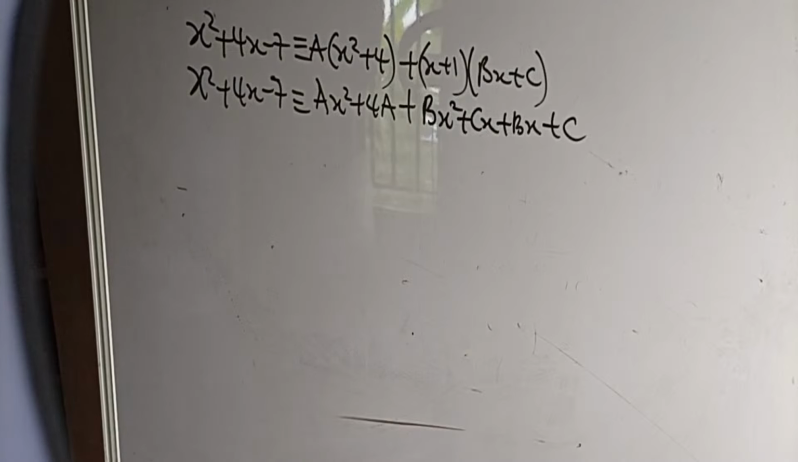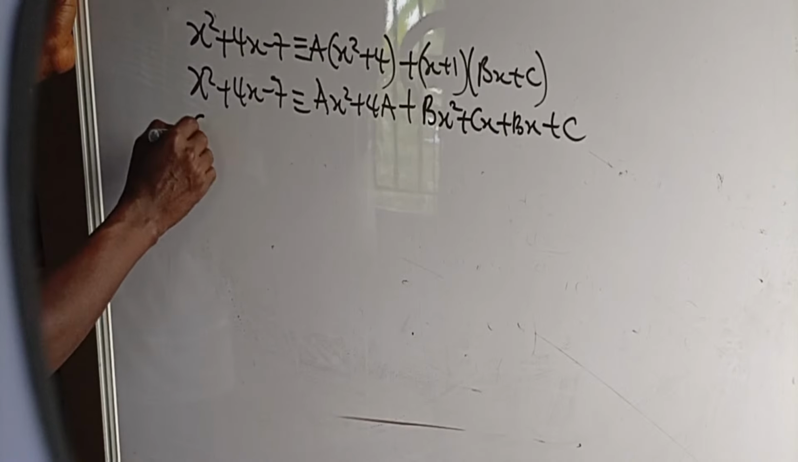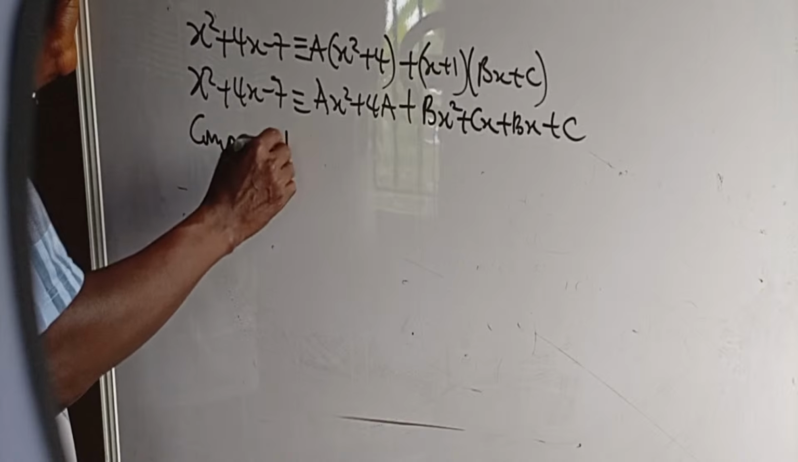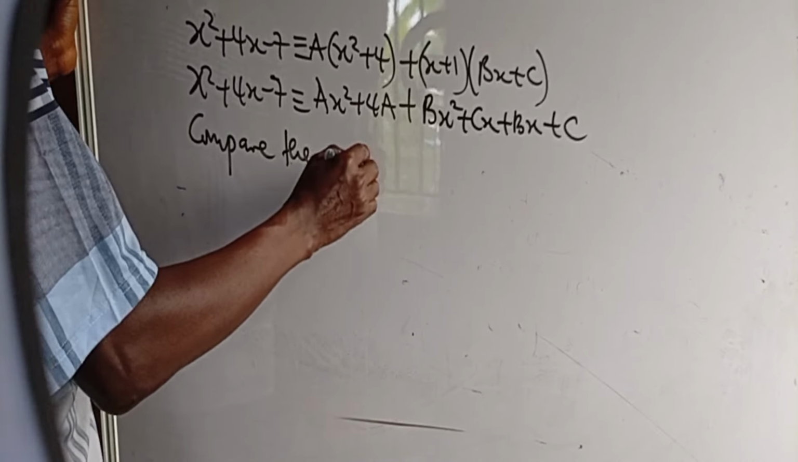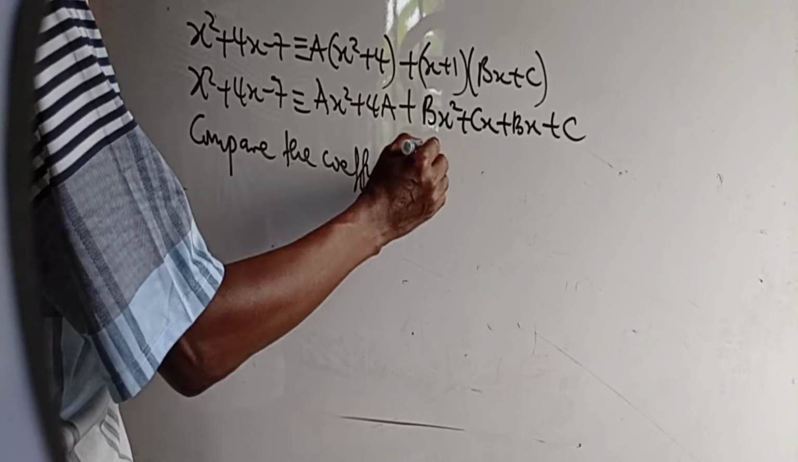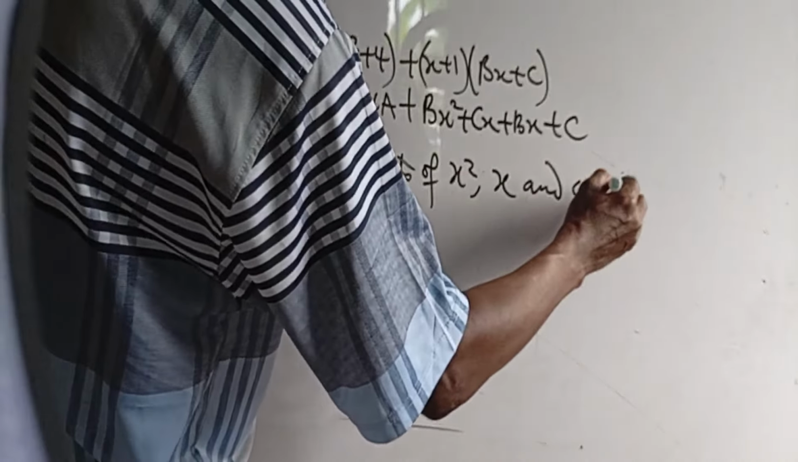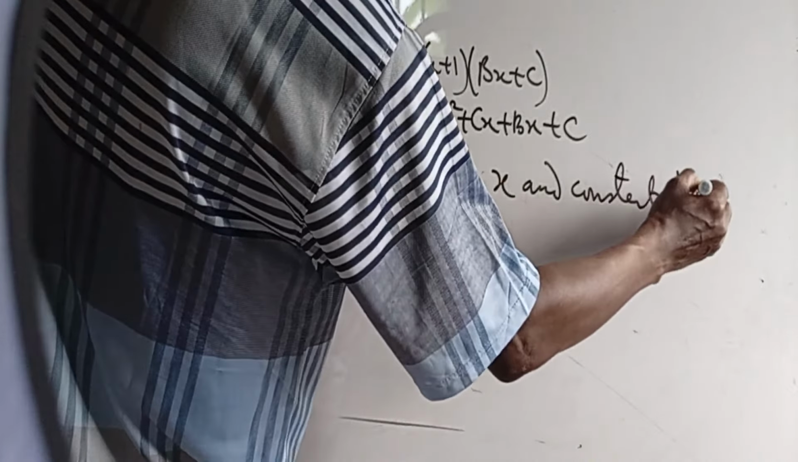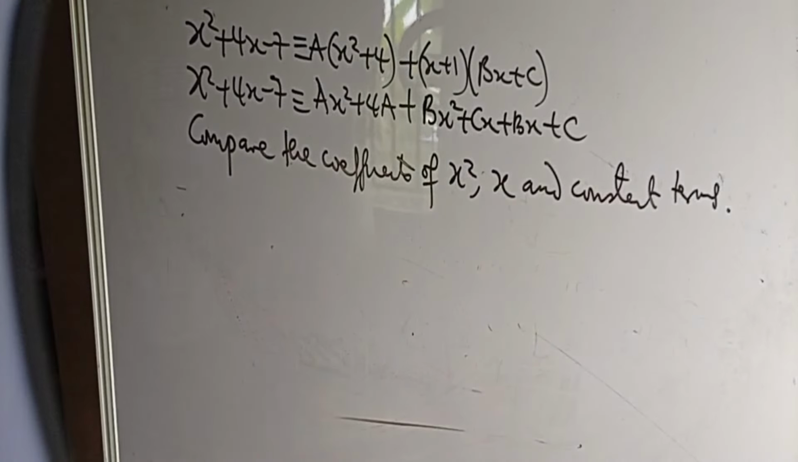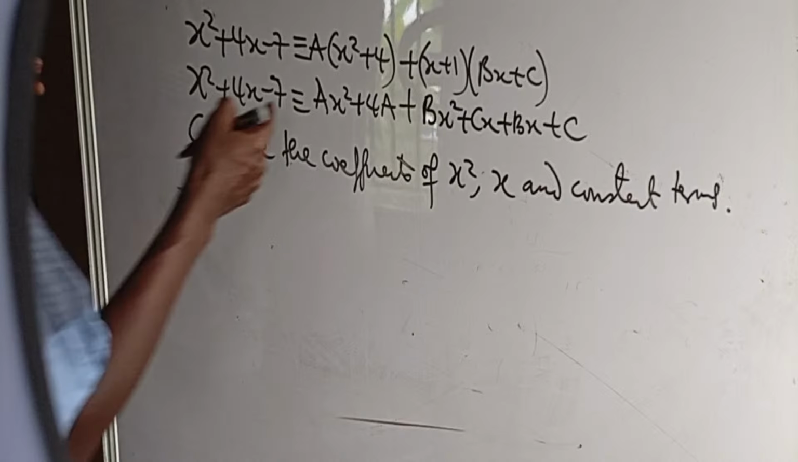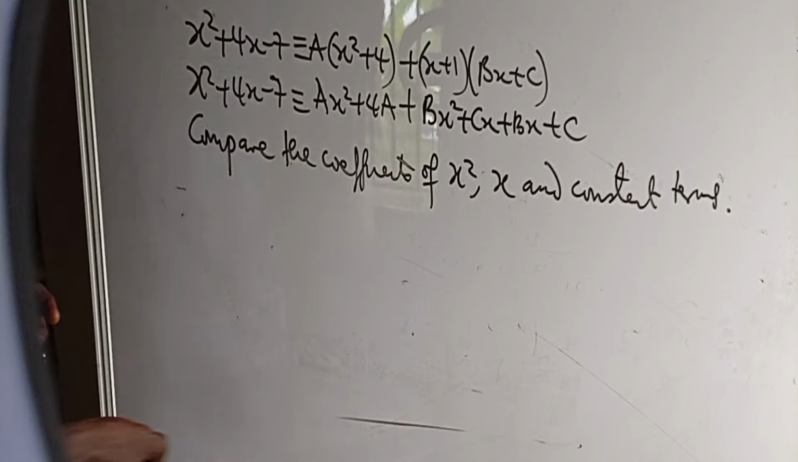Now, the next thing we are going to do is compare the coefficients of x squared, x, and constant terms. We want to consider the coefficient of x squared, x, and constant term. Why? You will see the reason now. Let's look at the left and right hand side.